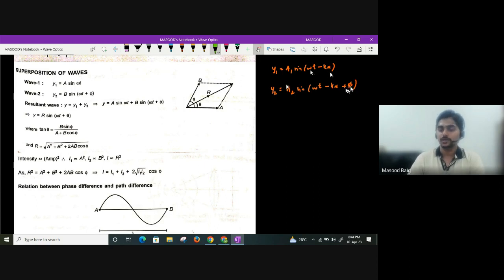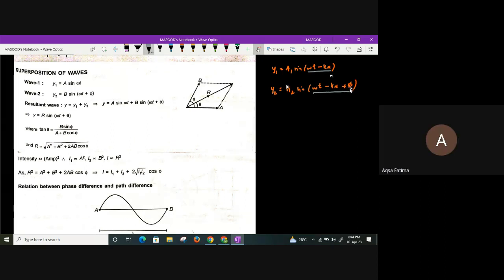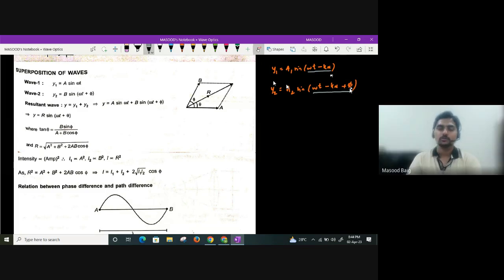What is the phase of the first equation? Omega t minus kx. What is the phase of the second equation? Omega t minus kx plus phi. Is there any phase difference between both these equations? Yes, there is a phase difference. How much is the phase difference? Phi will be the phase difference. So if I am writing only the y2 equation, phi will be the initial phase. If I am comparing y1 and y2, phi will be your phase difference, guys.